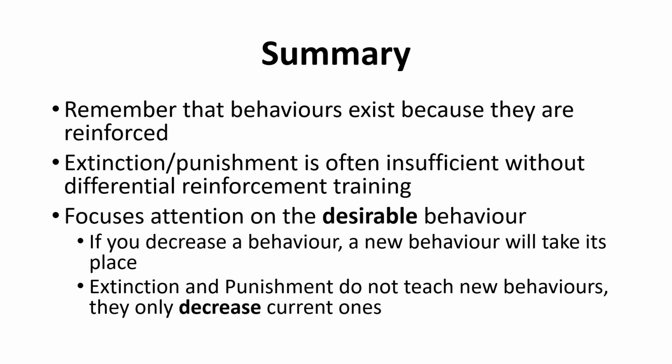So if we're decreasing a behavior, some new behavior should take its place, whether it's a specific behavior that we want to encourage, or if we want them to do literally anything else, we can set that up based on how we set up our differential reinforcement. And we should keep in mind that extinction and punishment do not teach new behaviors, they only decrease the current ones. And that's why reinforcement of other behaviors is important, because we want to shift that attention from the undesirable behaviors to whatever our desirable behavior is.